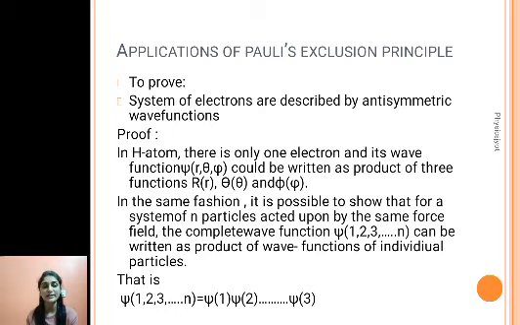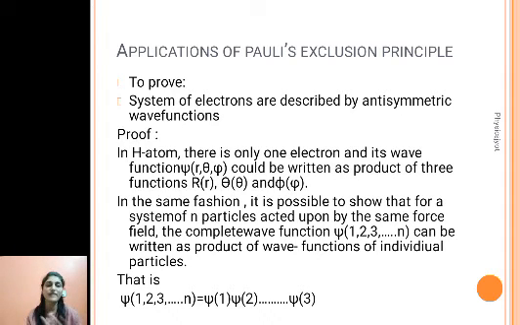So, in the hydrogen atom, there is only one electron, and its wave function is given by psi, a function of r, theta and phi. And when we derived the Schrodinger equation for the hydrogen atom, at that time we considered that the wave function psi can be written as a product of three independent functions, capital R, capital theta and capital phi, where capital R is a function of variable r only, capital theta is a function of variable theta only, and capital phi is a function of variable phi only.